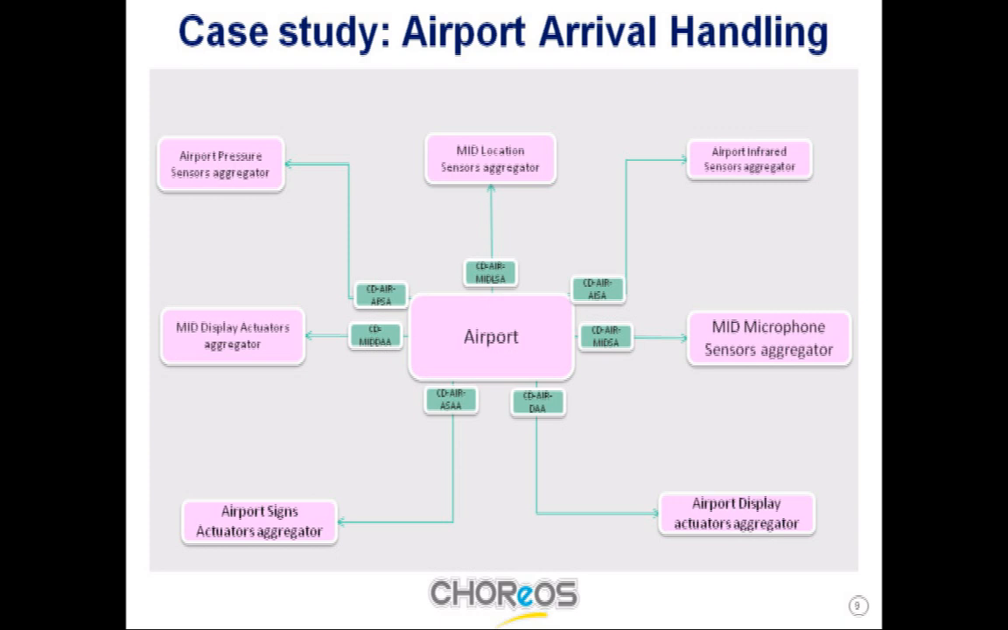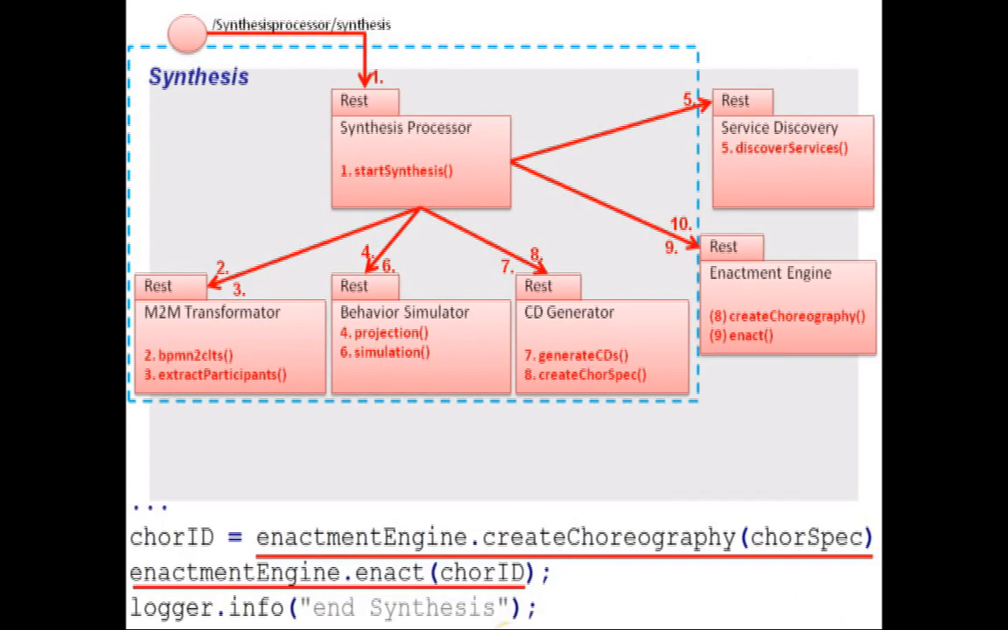Then, after deployment, these dependencies are used by the enactment engine to dynamically bind the services and the related coordination delegates. Finally, the synthesis process interacts with the enactment engine in order to create the choreography from its specification given as input, and, as described in the last part of the video, the choreography can be enacted.